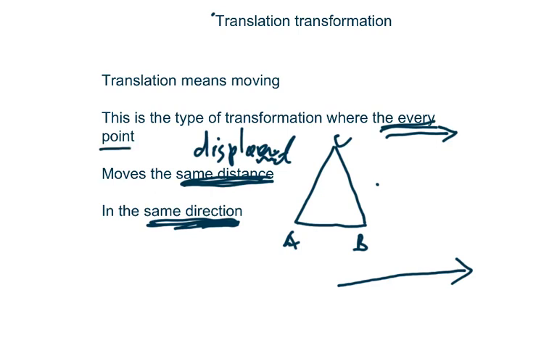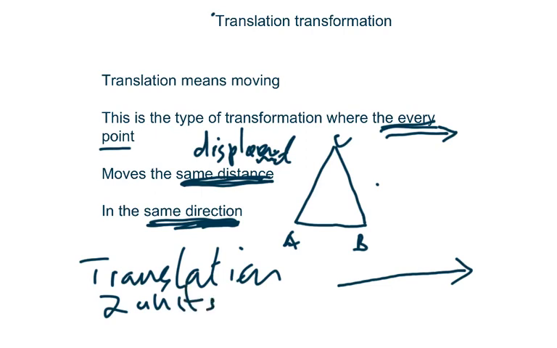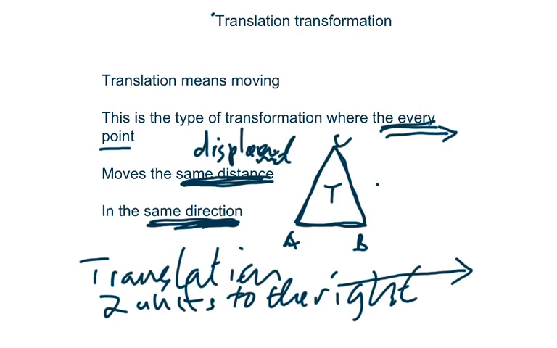So it's a translation, 2 units to the right. That's our transformation. The name of the transformation is a translation 2 units to the right. So if we are going to translate that triangle, let us call it triangle T, it is going to form an image which will be T prime.